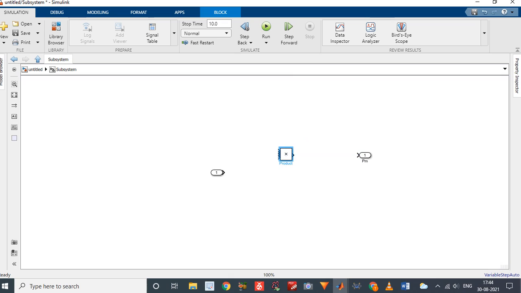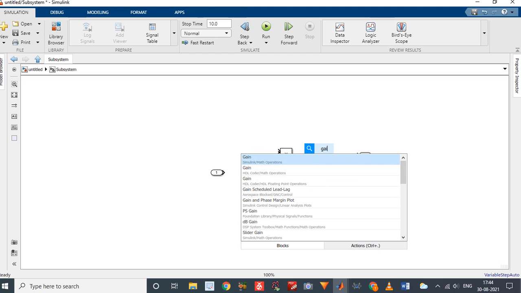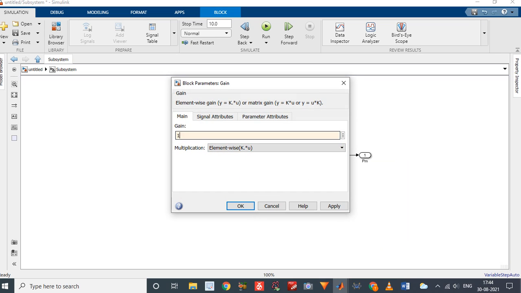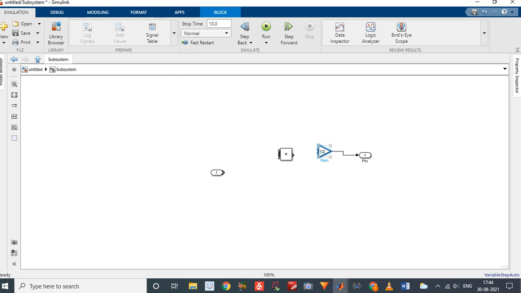Before that I have to get a multiplier here, so I can take a gain as a multiplier. Just connect to this. The gain would be 1 upon 2. Apply. Then I'm going to connect to this and then just expand it. This will be your input. We are going to give 3 more inputs. First you can write this as R.